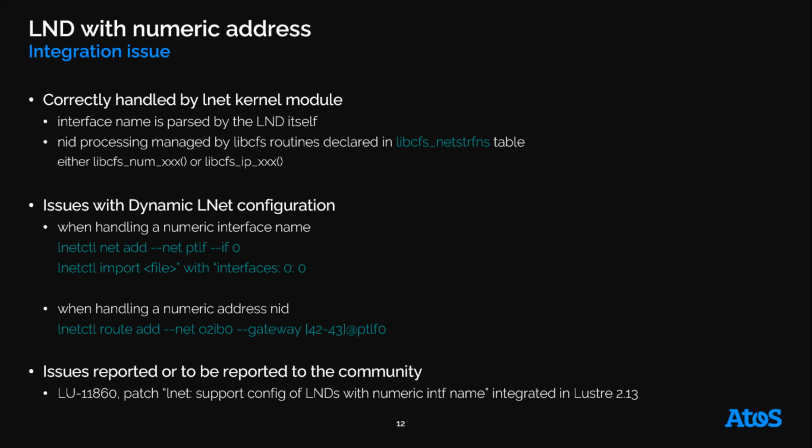This has been fixed with a patch I submitted to the community, but we recently identified that the YAML import also needed a fix. There is another issue with the --gateway parameter of the lnetctl route add command. The parsing of the gateway addresses with numeric address is not correctly supported at the moment. This will be reported to the community to improve integration of the Portals LND.